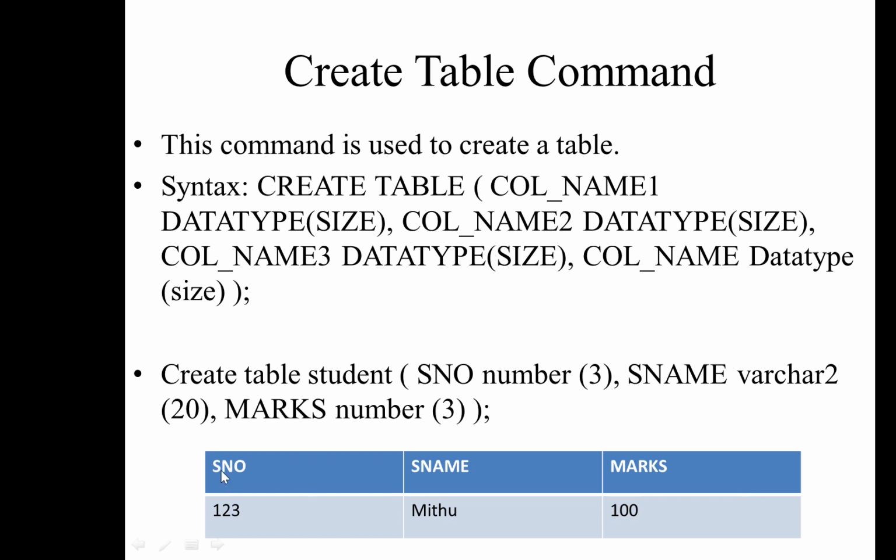After creating the table, it looks like this: the serial number, S name and then marks. The serial number size should be 3, so we can use only 3 characters for the serial number. If you give 4 characters, it will not allow it. For the student name, up to 20 characters we can give here. Mithu is the student name here. And then marks, which is a number type, and the size is 3 digits only. So by using this create table command, we have created this table called student.